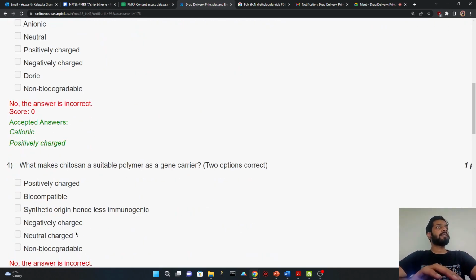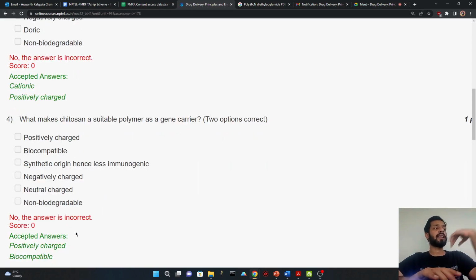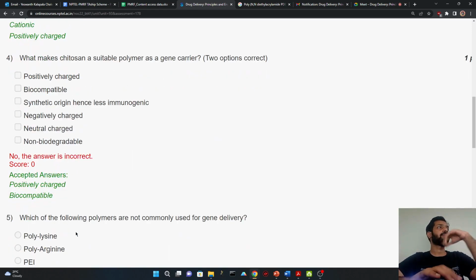Okay, what makes chitosan a suitable polymer as a gene carrier? Is it positively charged? Is it biocompatible? Is it synthetic of origin, hence less immunogenic? Negatively charged? Neutral? Or option A and B? Yeah, so it's positively charged and biocompatible.